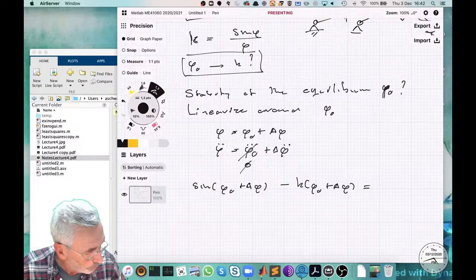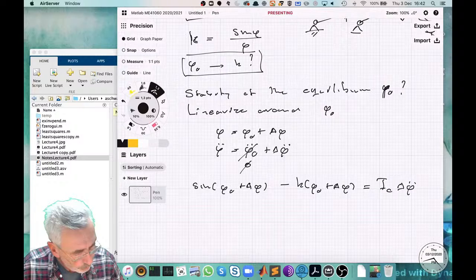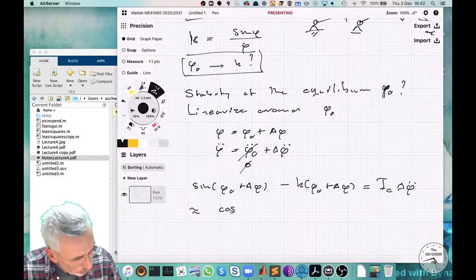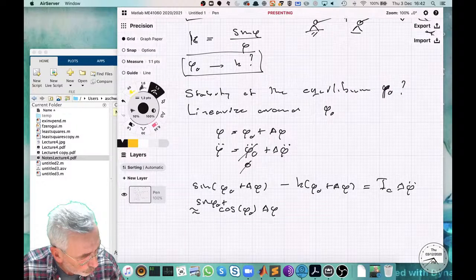Well, for this we want to linearize this, and if we linearize that, that's approximately equal to cosine phi 0 times delta phi. All the other higher order terms disappear, and of course it's a sine phi 0 plus this whole term. So let's do it properly.